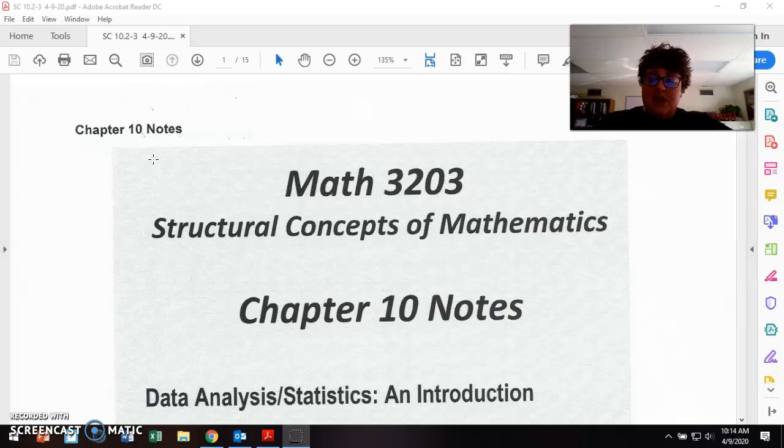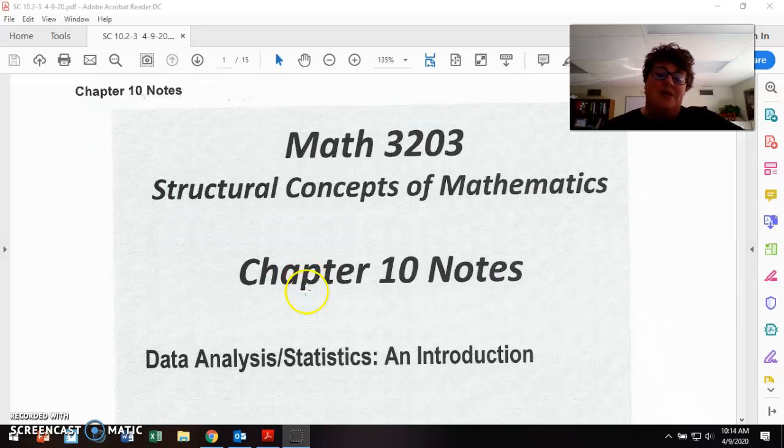Basically we have 2 sections left in this class, so you're almost there, don't give up on me now. In chapter 10, we want to look at statistics. Some people use probability and statistics as the same, but they're not. Probability is always less than 1, and most people change it to a percentage. Statistics is where you take data and look at it.